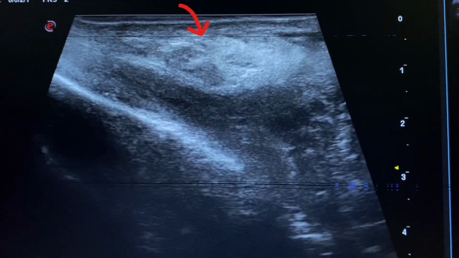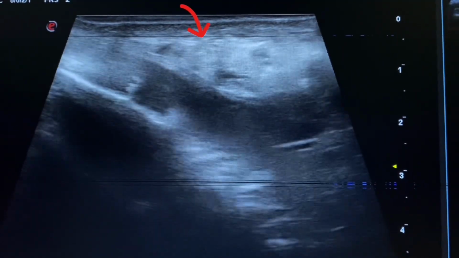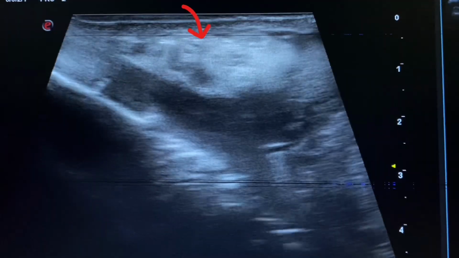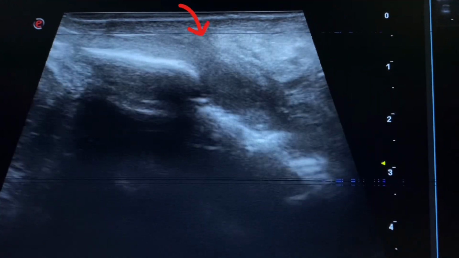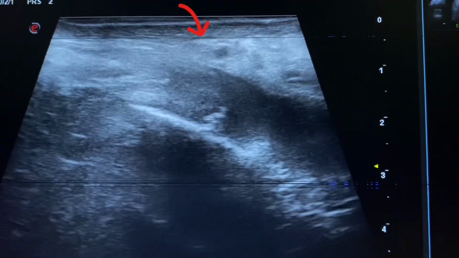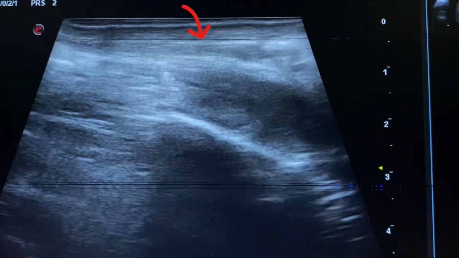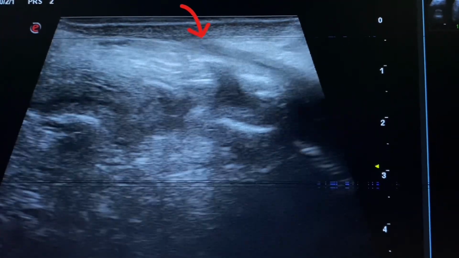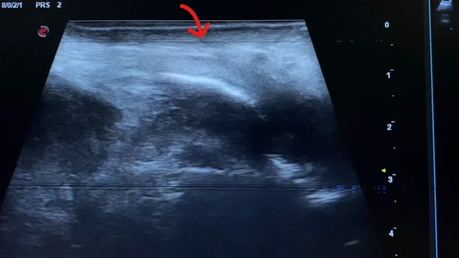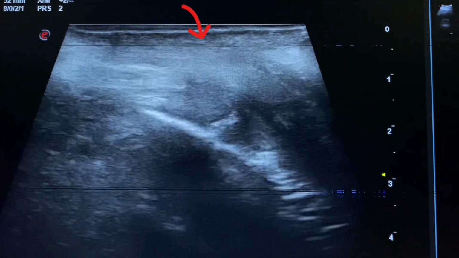Now we are scanning the spermatic cord. It also shows increased echogenicity and increase in size. The proximal part of spermatic cord is more inflamed as compared to the middle part and increase in size.